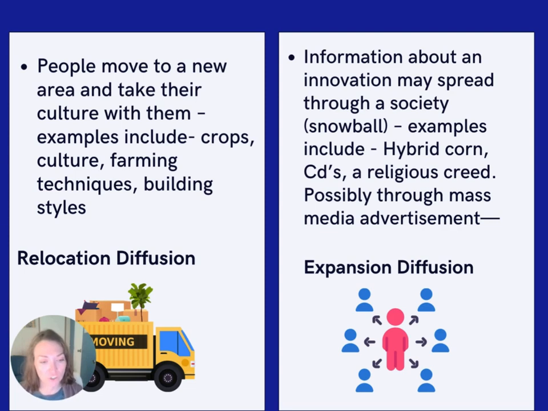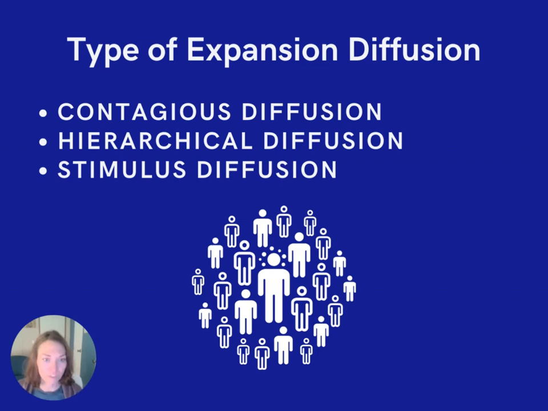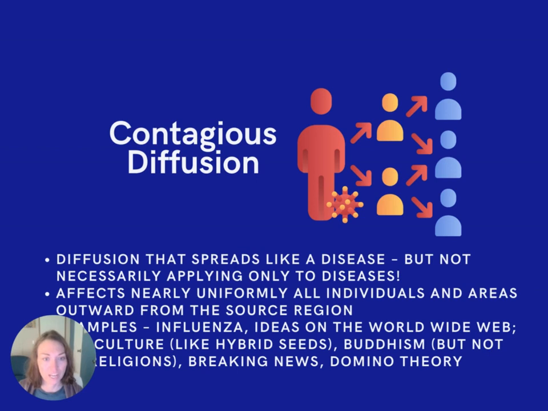Expansion diffusion actually has three subtypes, and information about an innovation may spread through a society like a snowball, if you think about a snowball going down the hill and getting bigger and bigger. So there are three different types: contagious, hierarchical, and stimulus. Contagious diffusion, think about a contagious disease. It's person to person, uniformly expanding out to individuals and areas from a source region.